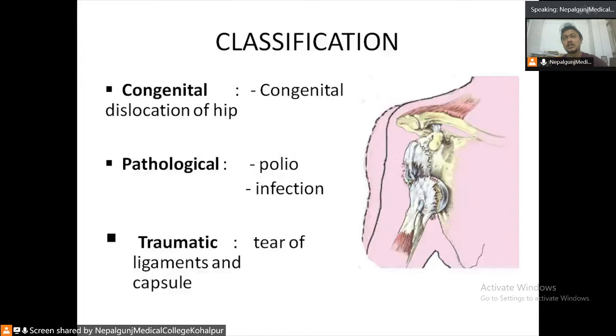The next one is the traumatic case. This is the most common one. There is tearing of the ligaments, tearing of the muscles, and tearing of the capsule. This results in joint subluxation or dislocation.